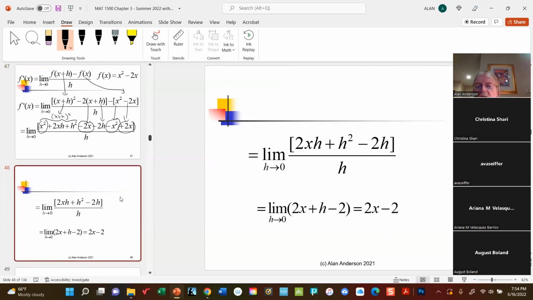But guess what? Each one of them has a common factor of h, so we can just cancel that out. We end up with 2x plus h minus 2. And when you plug in 0 for the h, here's your answer. Well, what do you know?